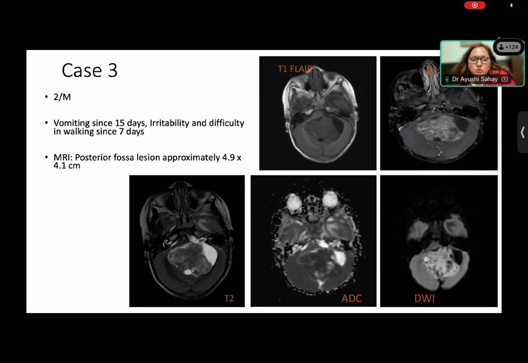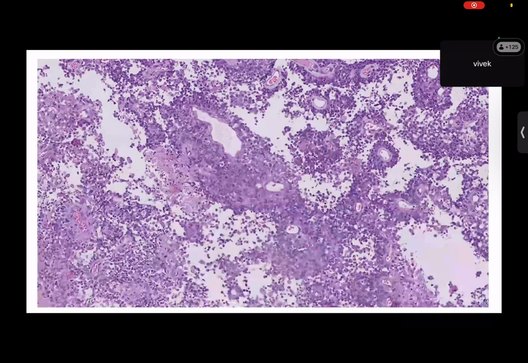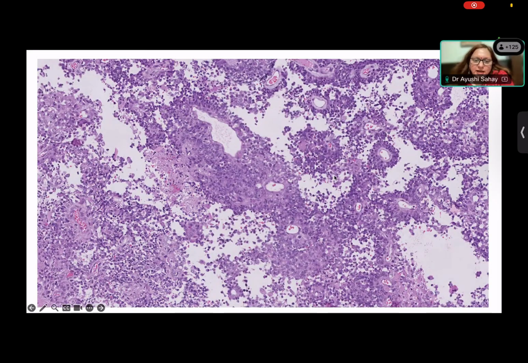Okay, great. So Vivek, you're up. Yes, ma'am. Go ahead. Tumor cells are showing hypercellular and hypocellular areas, and now we can see some rosette formation. What kind of rosettes? What do you have at the center of the rosette? Lumen. Is the lumen containing anything? Yeah, ma'am. Blood vessel, I think. Yeah. So it is.